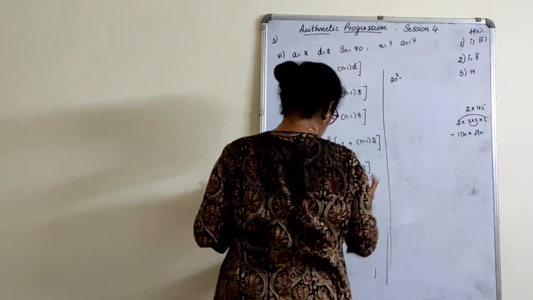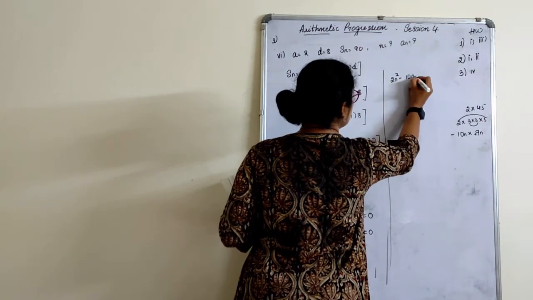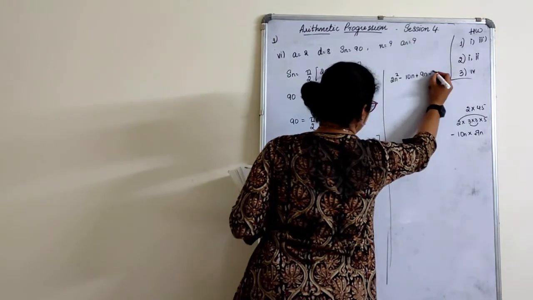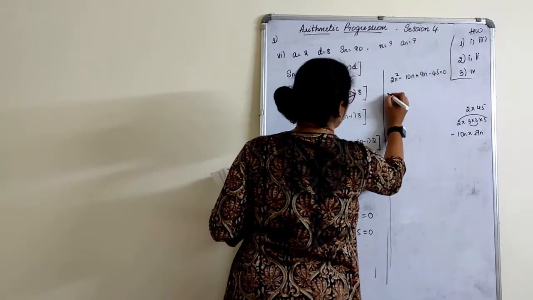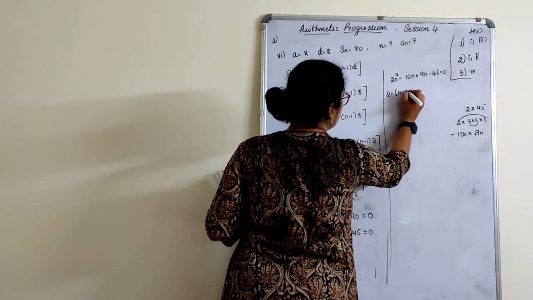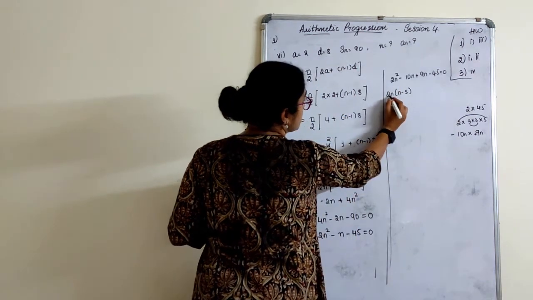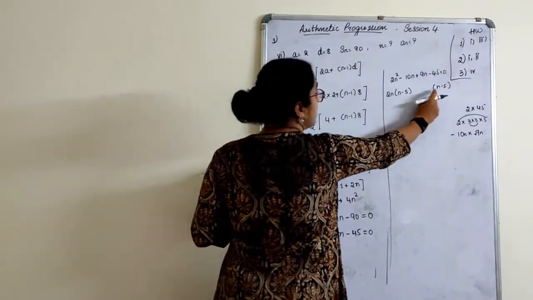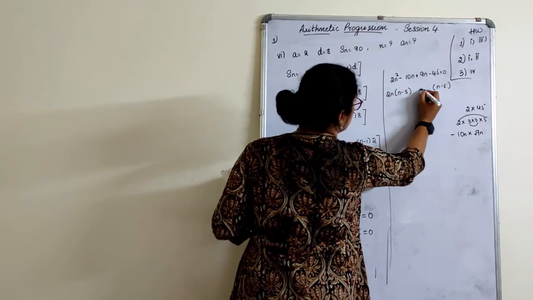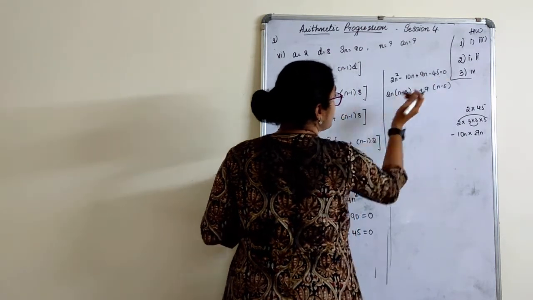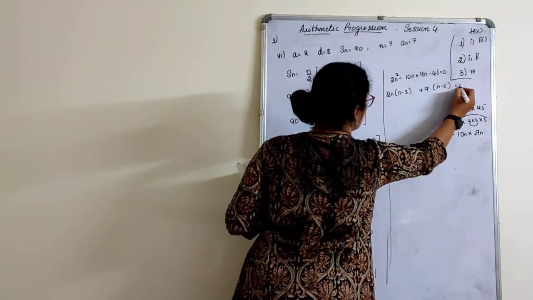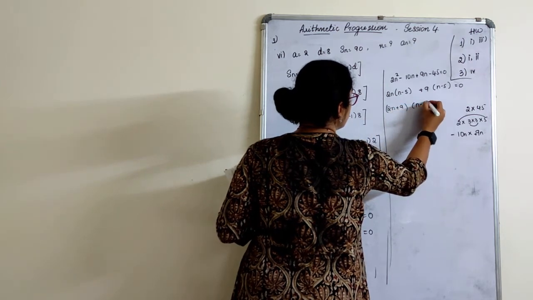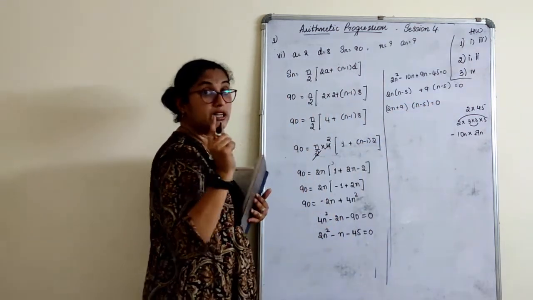2n square minus 10n plus 9n minus 45 is equal to 0. 2n common, n minus 5, 2 into n is 2n square, 2 5s are 10. Right here also n minus 5, you know that rule how we write. n into what should give you 9n? Plus 9. 9 into minus 5 will give you minus 45 is equal to 0. So 2n plus 9, n minus 5 is equal to 0. What should your n always be? Positive.